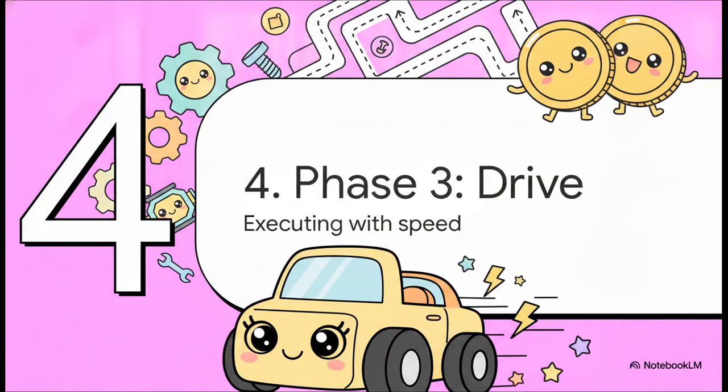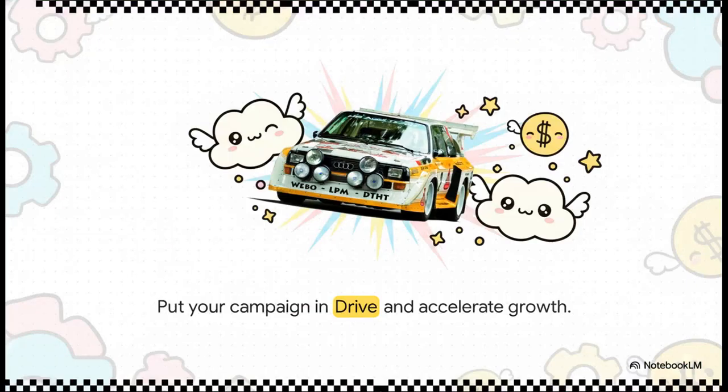That brings us to section 4, phase 3, the drive, where it's all about executing with speed. The sources are really clear on this point. Actual momentum requires top-down leadership. You can't just coast here. You have to actively drive your campaigns through these final 3 stages with high speed, highly controlled execution.